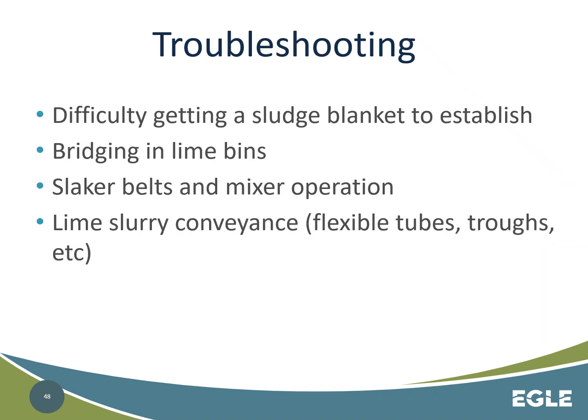Let's take a small break from chemistry and talk about troubleshooting. What are some of the things that can go wrong in a softening plant? Upon startup of the system, sometimes it is difficult to establish a sludge blanket. The sludge blanket is important because it helps with the softening reaction and traps those hardness particles so they settle out of the water. This is why some sludge is often recycled back into the process.